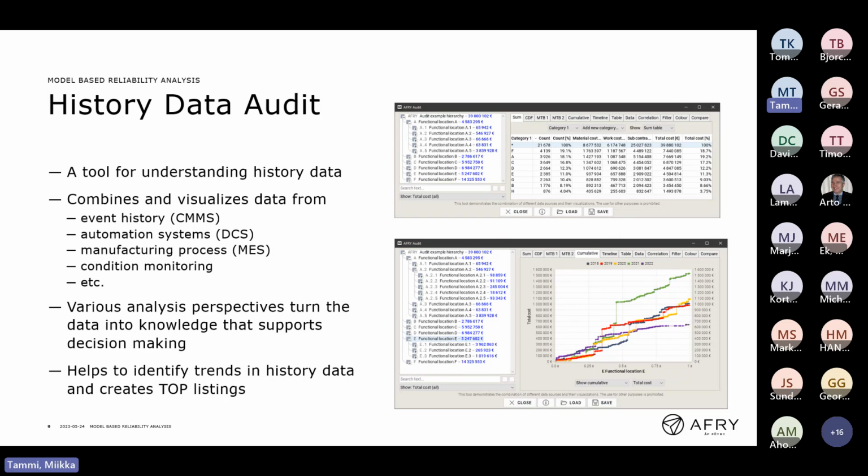The basic idea is to upload all the interesting data at the same time and create a data model that can be analyzed via the audit tool, and failure and cost trends, criticalities, and top listings can be created based on this interesting data type. This is a very fast and effective way to do data analysis, and the simplest of these model-based analysis types.